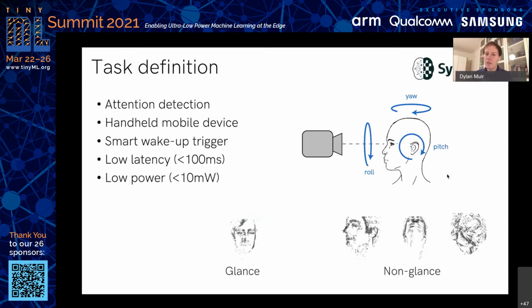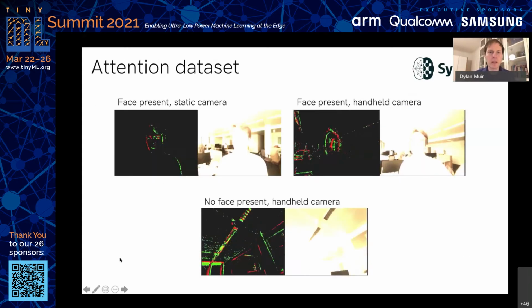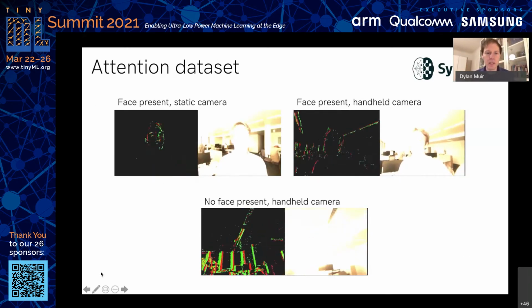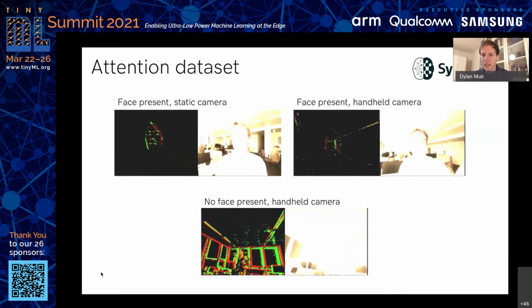The idea is that our sensor would provide a smart wake-up trigger or a smart attention signal, asynchronously and continuously, to a mobile device. The goal for the use case is that it should be low latency, human response time, less than 100 milliseconds, and it should operate at low power continuously, with a target of less than 10 milliwatts. This is an example of the various data classes that we have.